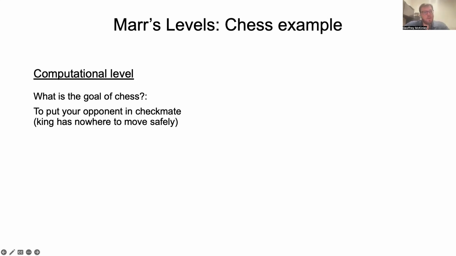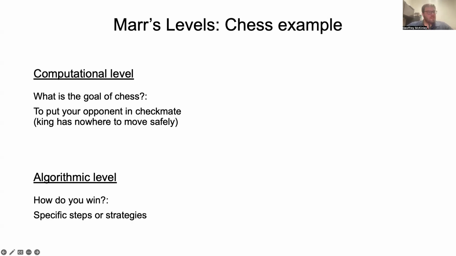So we'll talk about chess, right? What's the goal of chess? When you play a game of chess, the goal is to put your opponent in checkmate, right? And that means that the king has nowhere to move safely without getting captured. So of course, understanding chess on a computational level requires you to understand what checkmate is, the rules of the game, the pieces of the game, and how pieces can capture other pieces. All of that information would be relevant to the explanation of chess on a computational level.